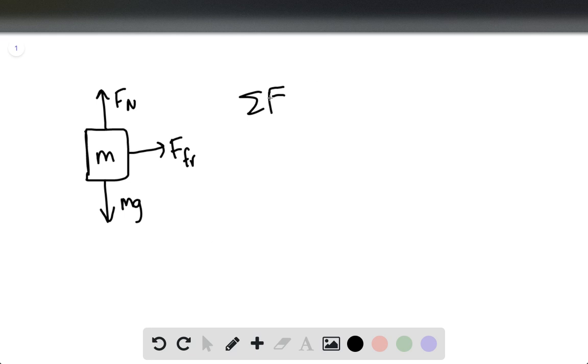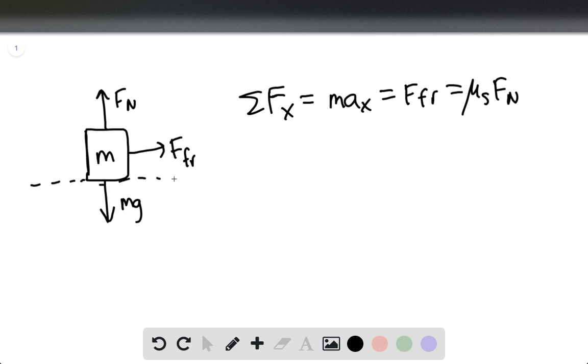So we can say the sum of forces in the x direction is going to be equal to ma in the x direction. And this is going to be equal to mu sub s f sub n. Because this is on a perfectly horizontal plane, m a sub x will equal the force of friction, which will equal mu sub s f sub n. However, here the normal force is equal to the force of gravity because it's on a perfectly horizontal plane. This is not on any sort of incline.